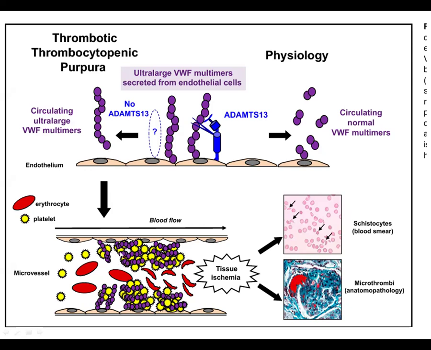Here you can see the narrowing of the vessel due to the attachment of platelets to the von Willebrand factor. It leads to more and more platelet adhesion, and that leads to narrowing of the vessels. When the blood flow is not proper, it leads to tissue ischemia and that leads to schistocytes.